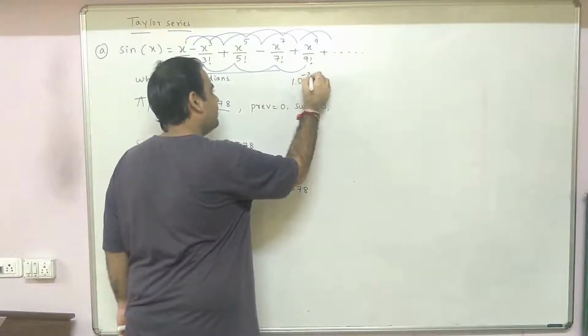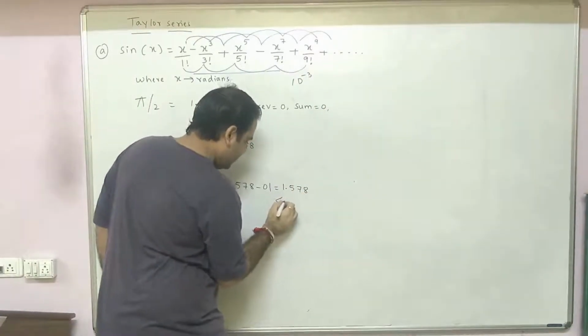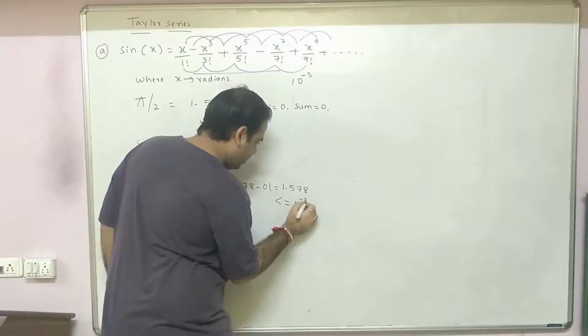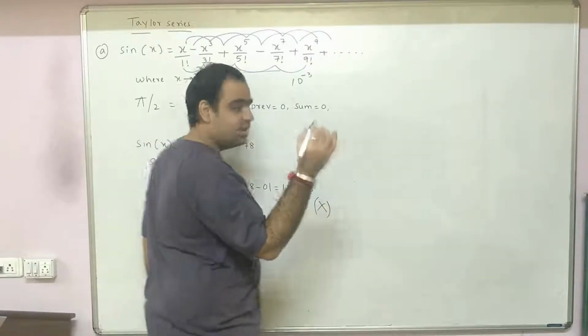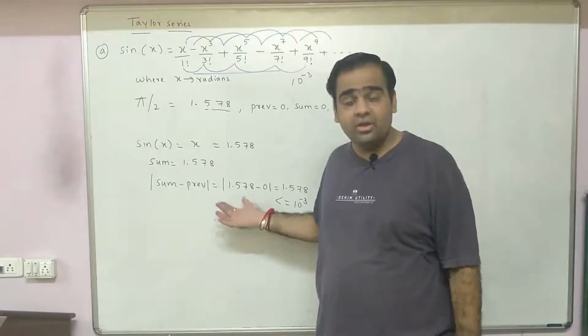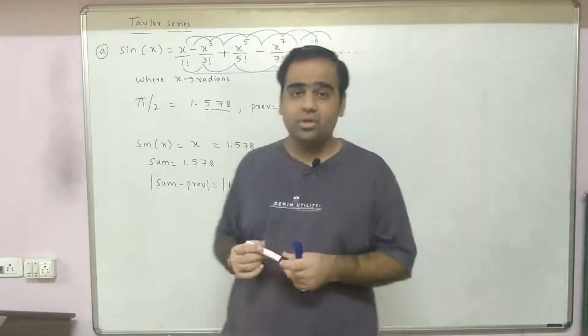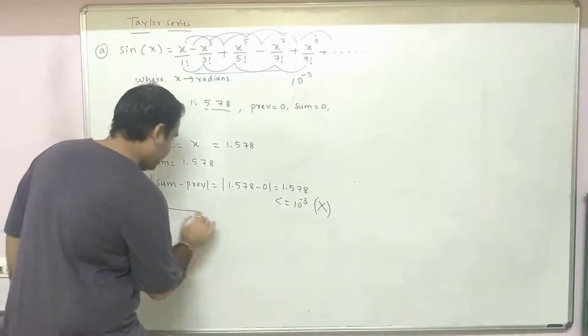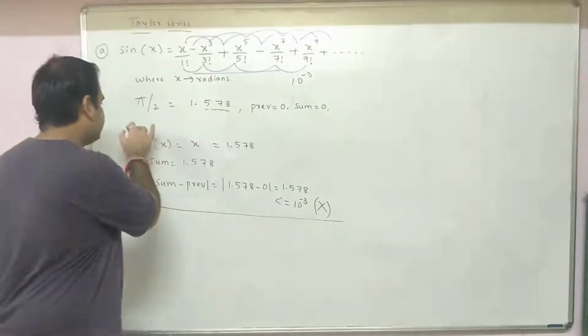It is 10 to the power minus 3. You need to check, is it less than or equal to 10 to the power minus 3? No, it is not less than or equal to 10 to the power minus 3. That means this is not the answer. Proceed further. Now how do we proceed to the next step?